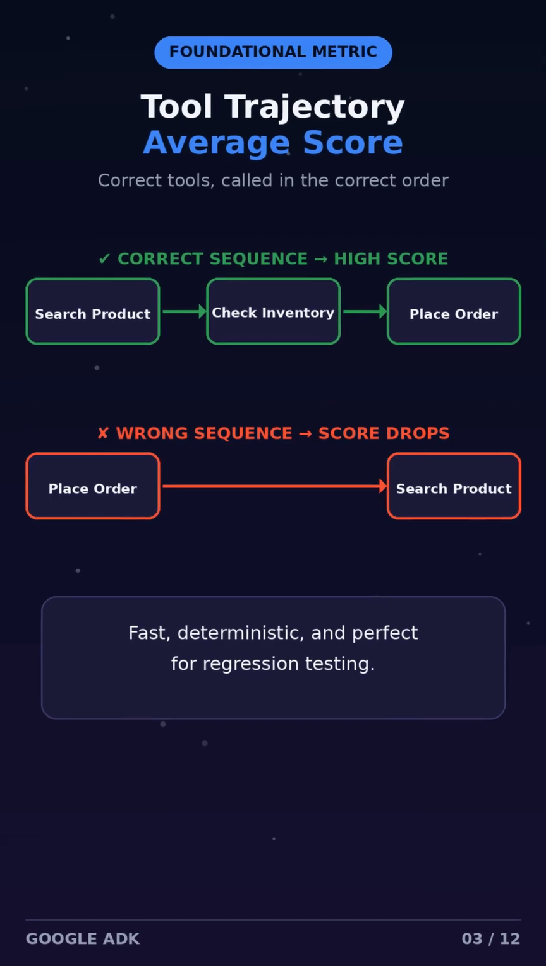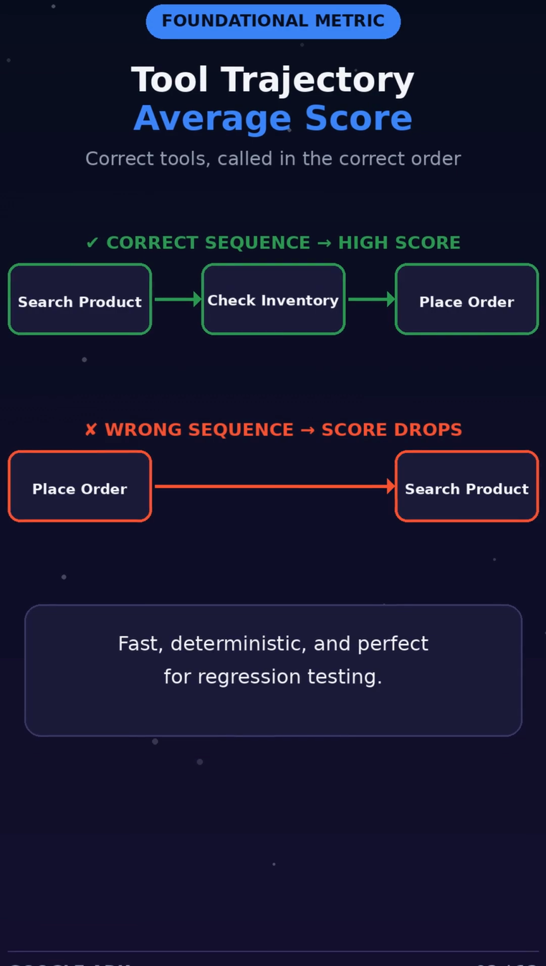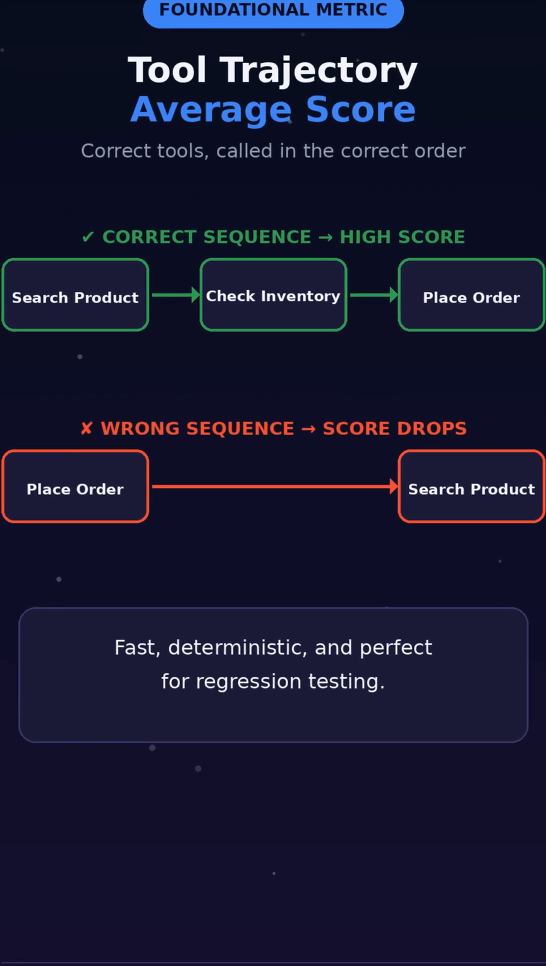The first foundational metric is the tool trajectory average score. It checks whether your agent called the correct tools, in the correct order, every single time. Example: imagine a shopping agent that should follow this exact workflow: search product, then check inventory, then place order. If the agent follows that exact sequence, the trajectory matches the expected path perfectly, and the score comes back high, close to a perfect match.